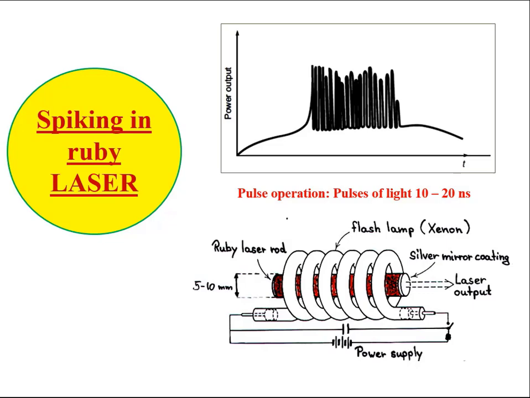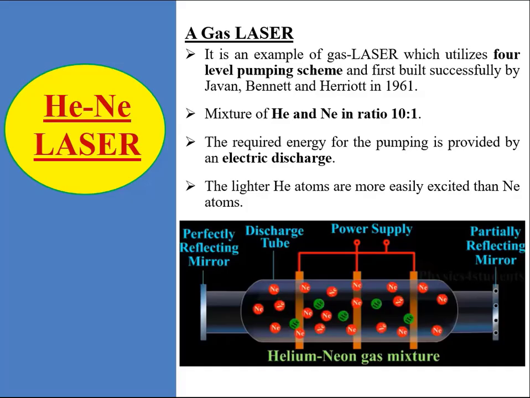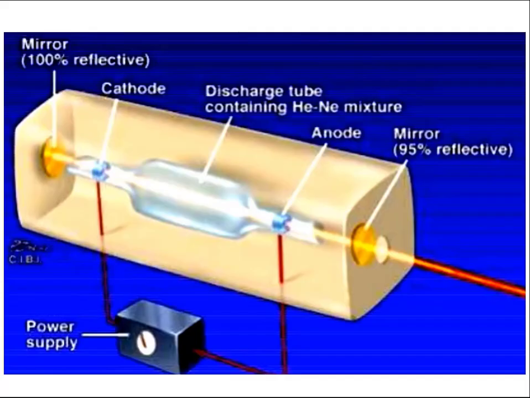After ruby laser, let us discuss an example of a gas laser, the helium neon laser. In helium neon laser, the active medium is the mixture of helium and neon gases in the ratio of 10:1, and this is filled in a quartz tube put between two parallel mirrors, out of which one is fully reflecting and another is partially reflecting. The required energy for pumping is provided by an electrical discharge.